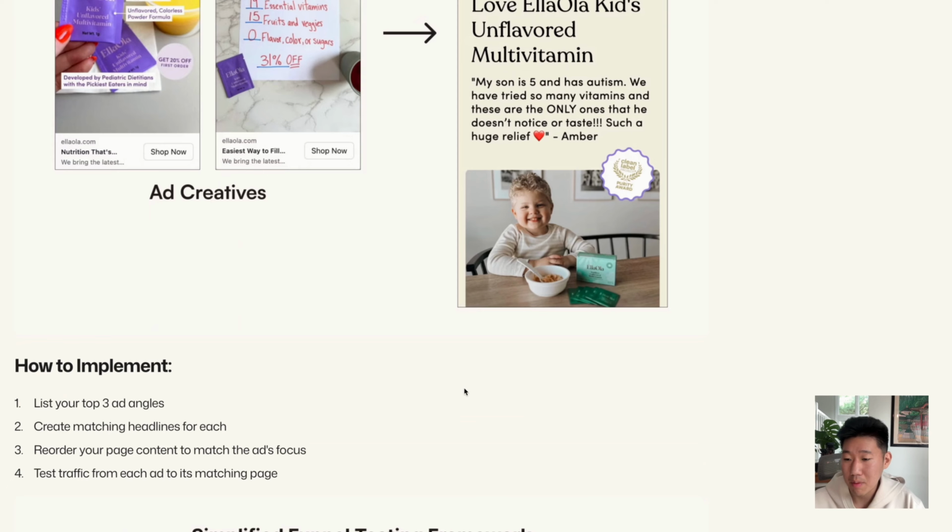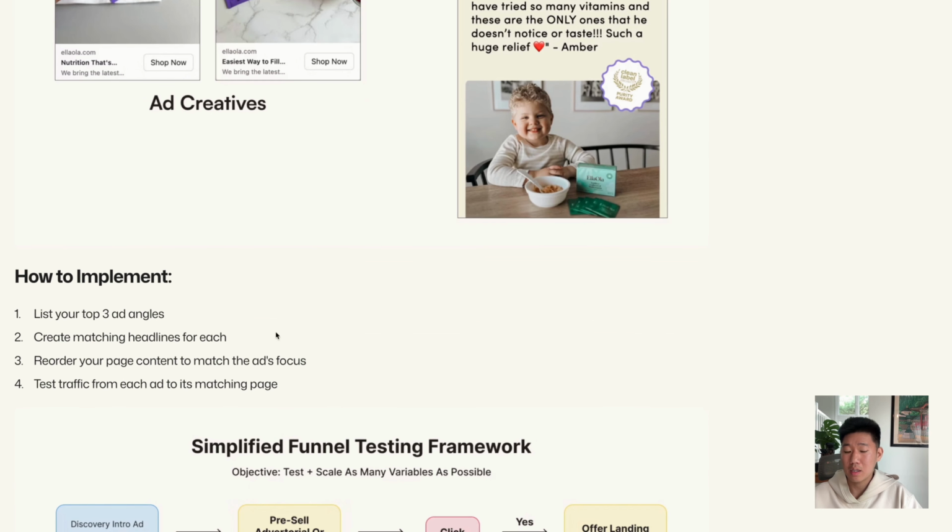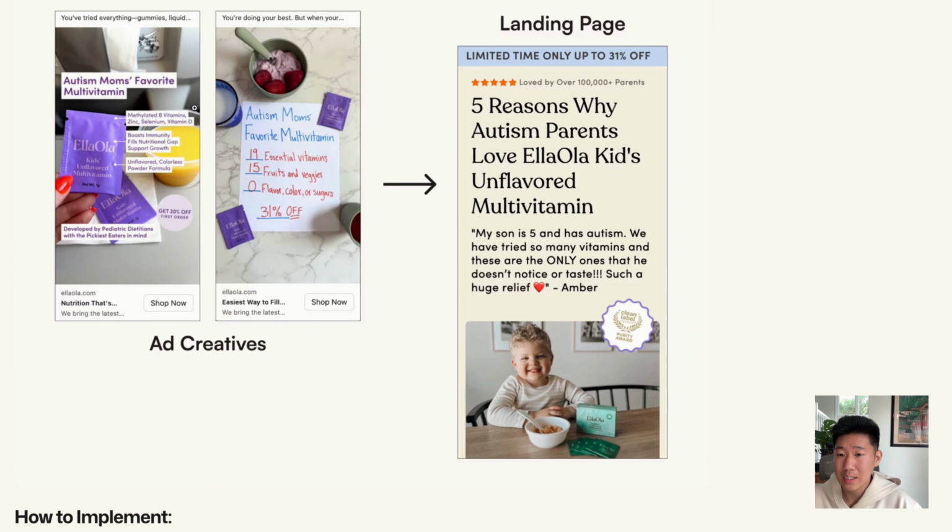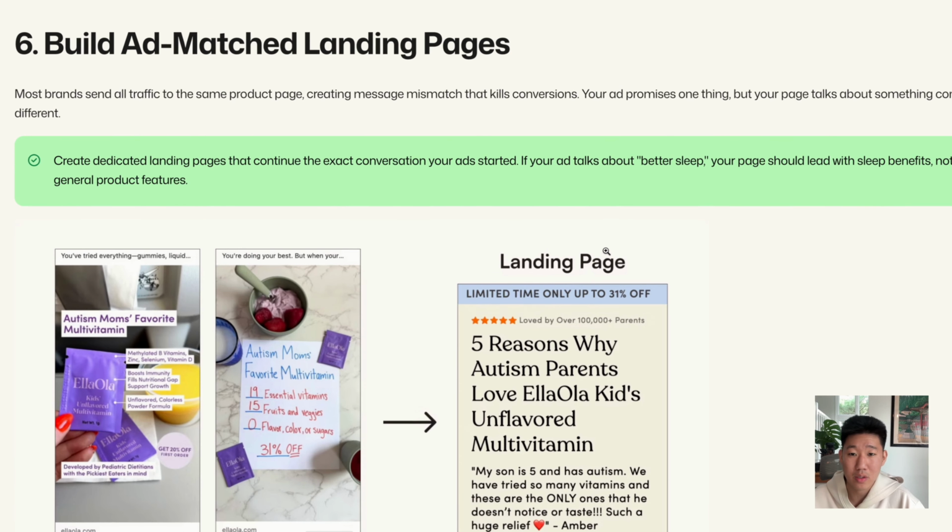Right. So how you want to implement this, super easy. It's just by listing out all your top angles that you're running in your ad account, and then simply creating matching headlines for each of those. Of course, you can reorder all the page content to match the ad's focus, but it's simply creating that bridge between what your ad is saying and then providing that connection. So a simple headline is the easy way to do so.